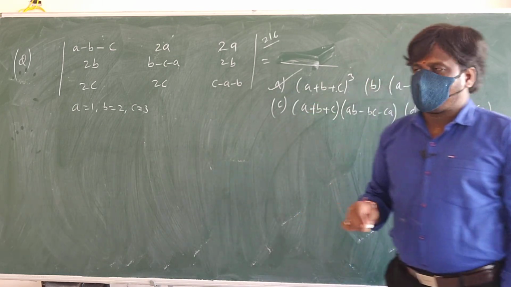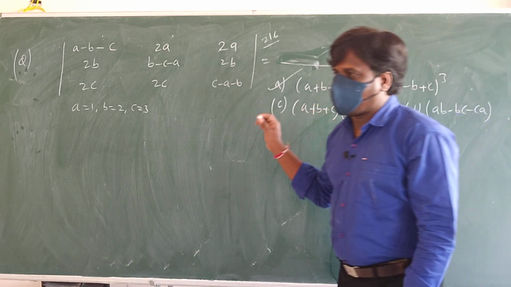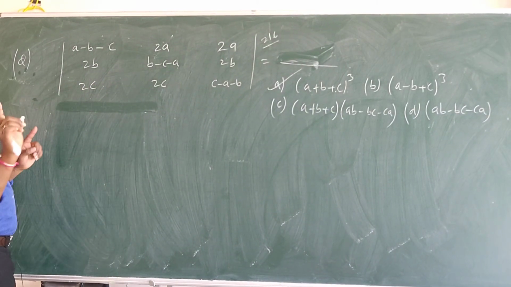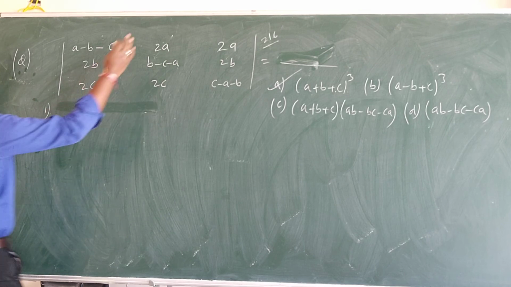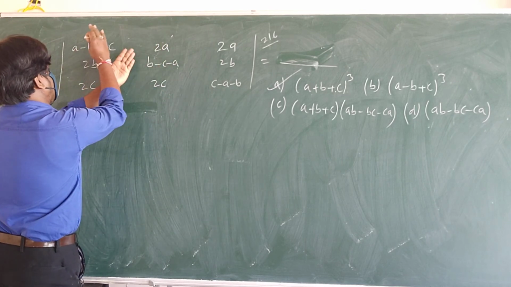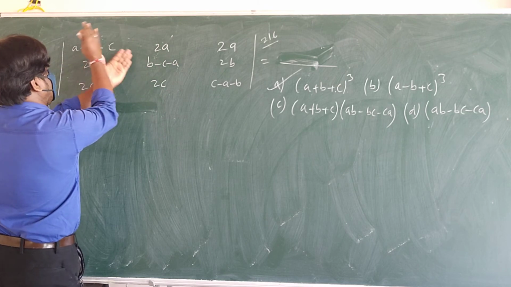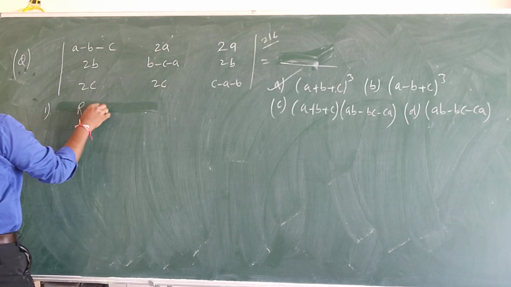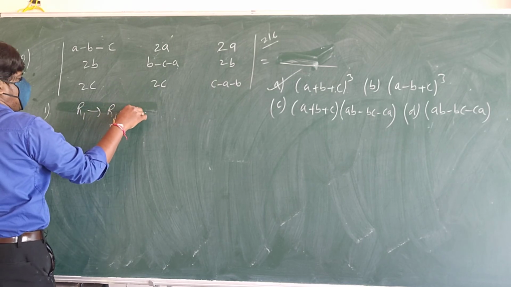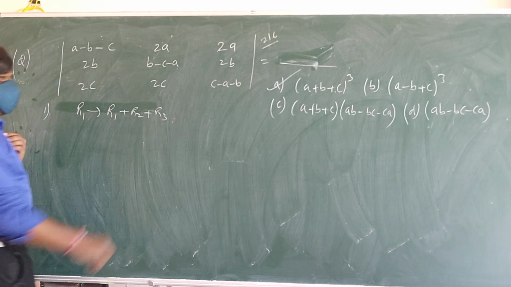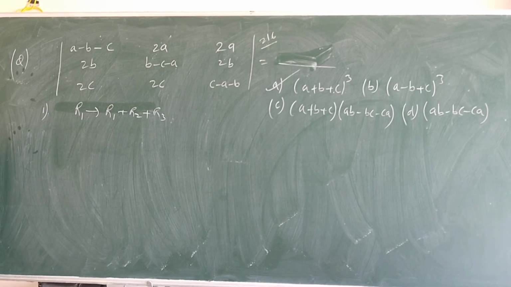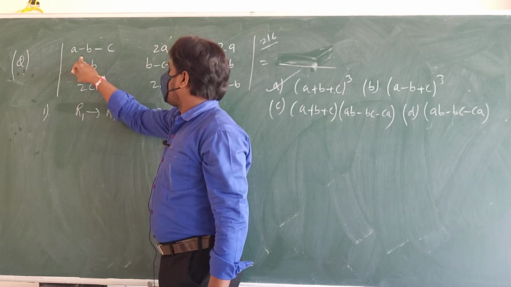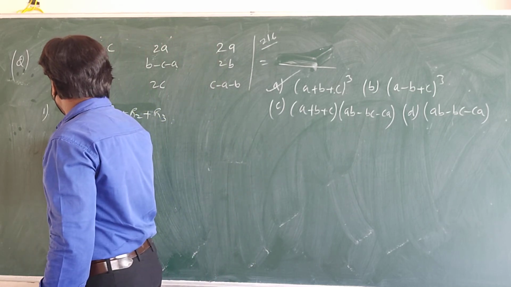Now if you are doing it in the traditional method, what to do here? In the traditional method, only one thing to remember: check whether by doing multiplication or subtraction you get 0 or 1. If not possible, go for this method: R1 implies R1 plus R2 plus R3. If I do R1 plus R2 plus R3, what I will get? A plus B plus C.